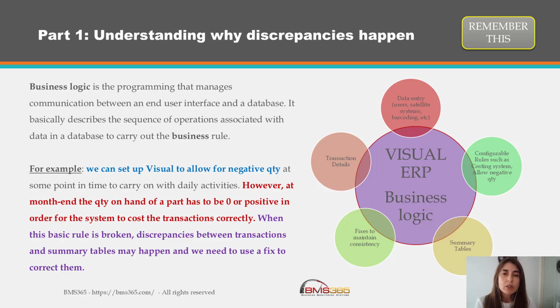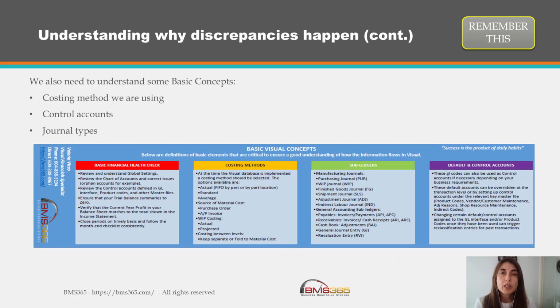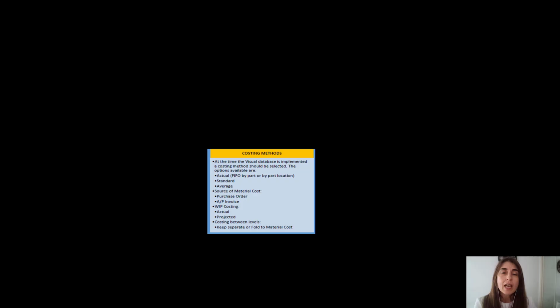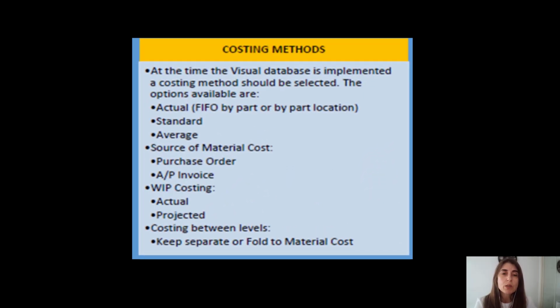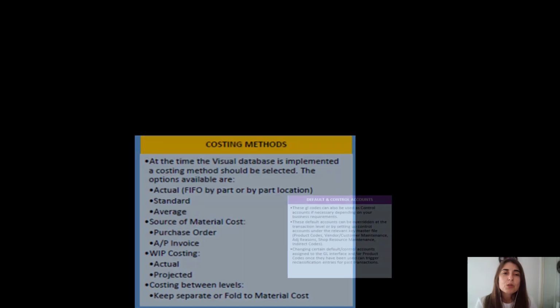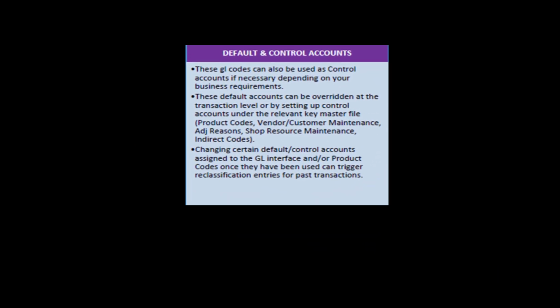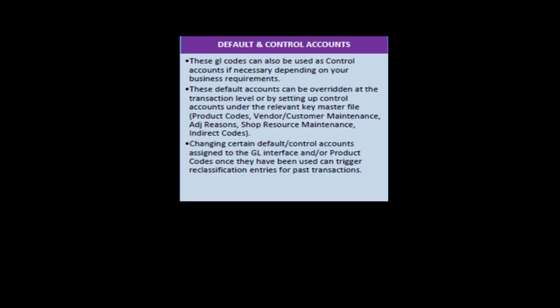Understanding your costing method is critical. Whether you're using actual cost, standard cost, or average cost, your ERP system needs to be set up correctly, and your team needs to know how each method works. Control accounts are another important factor. These are the accounts your ERP uses when posting transactions to subledgers and inventory accounts. If they're set up incorrectly, your cost and balances will never align.